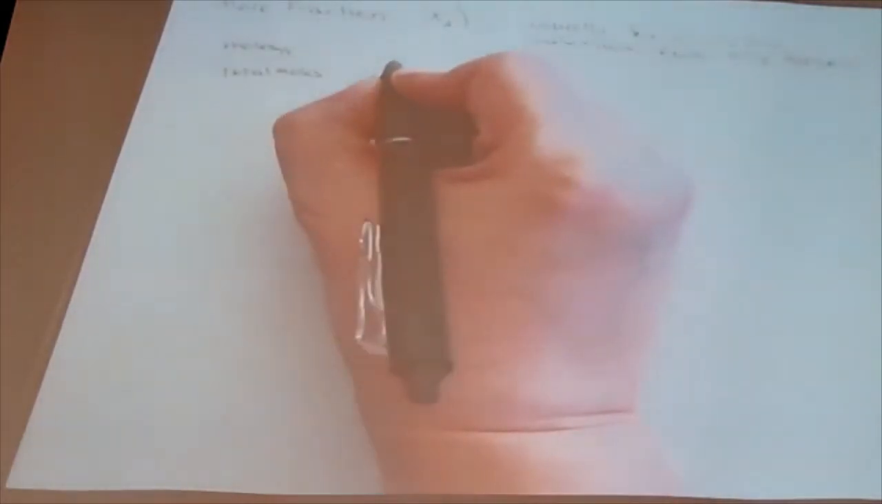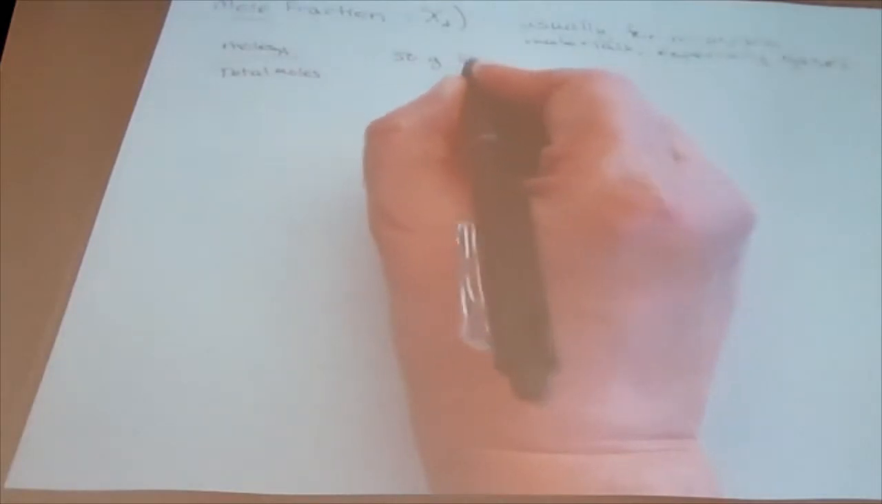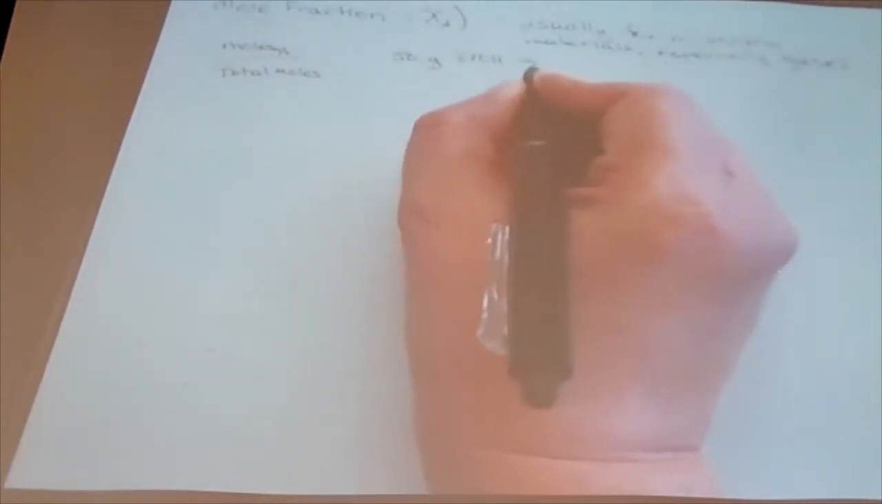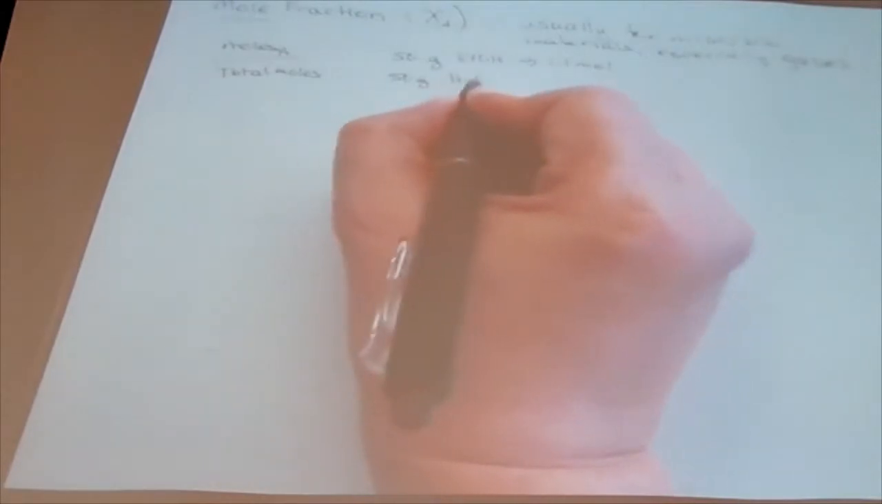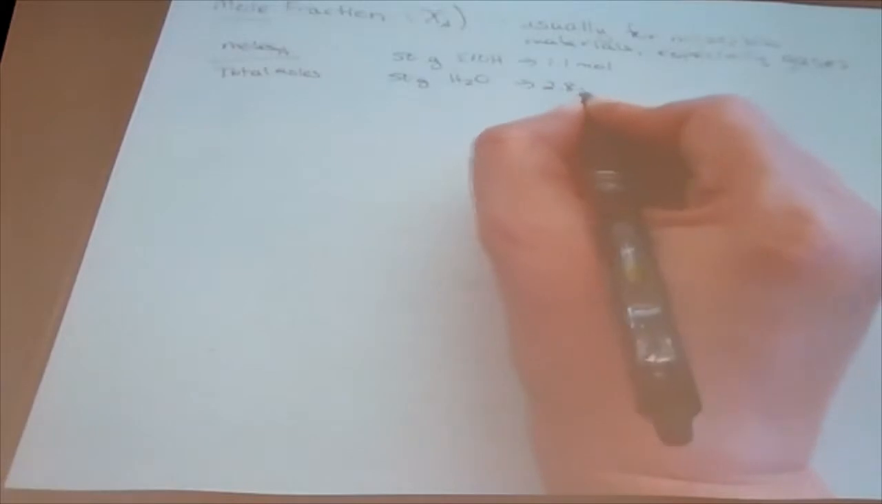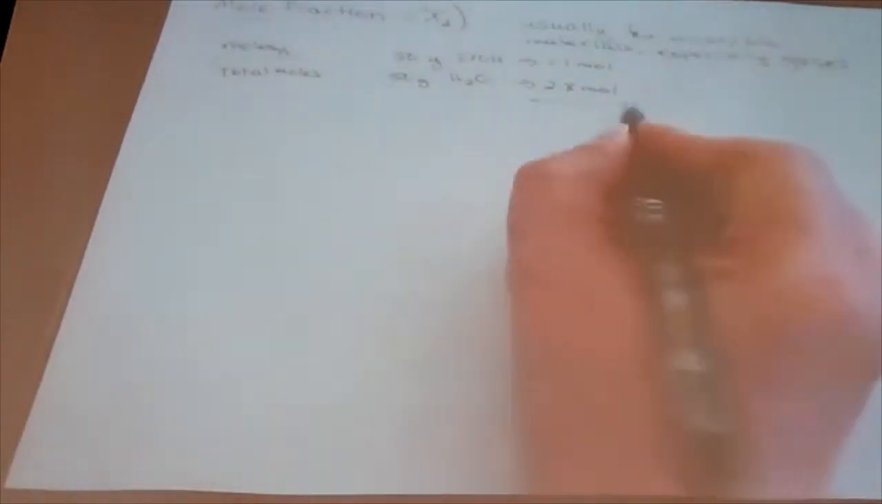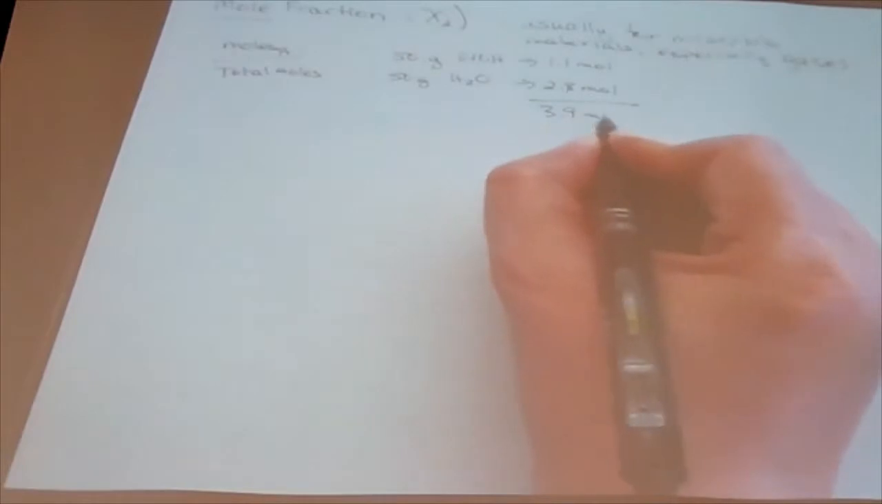Okay, so water and ethanol both have hydrogen bonding, so they're miscible. So we can think of that solution that we just had as being something we do with mole fractions. So we said 50 grams of ethanol gave us, what was it, 1.1 moles. And then we had 50 grams of water. So we're going to divide that by our 18.02. And that's going to give us 2.8 moles. So our total moles is 3.9 moles.